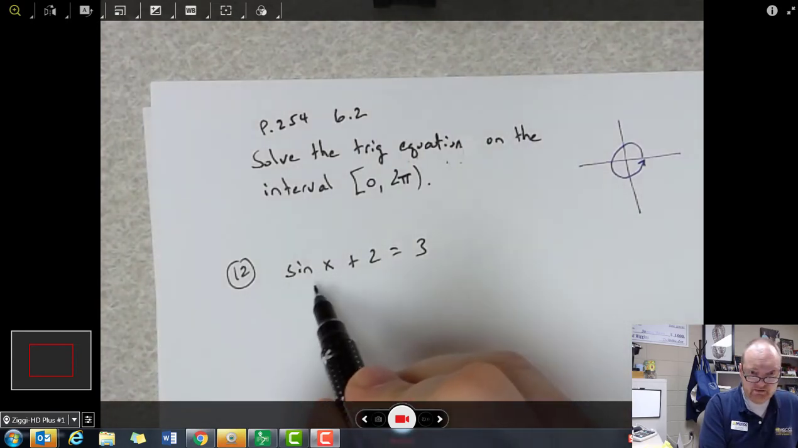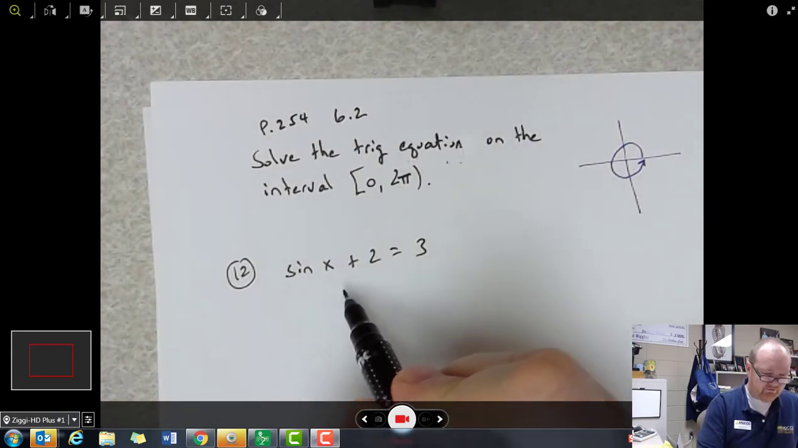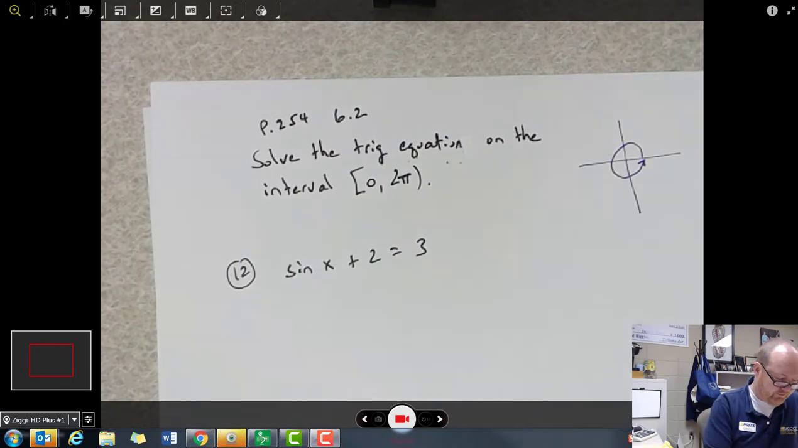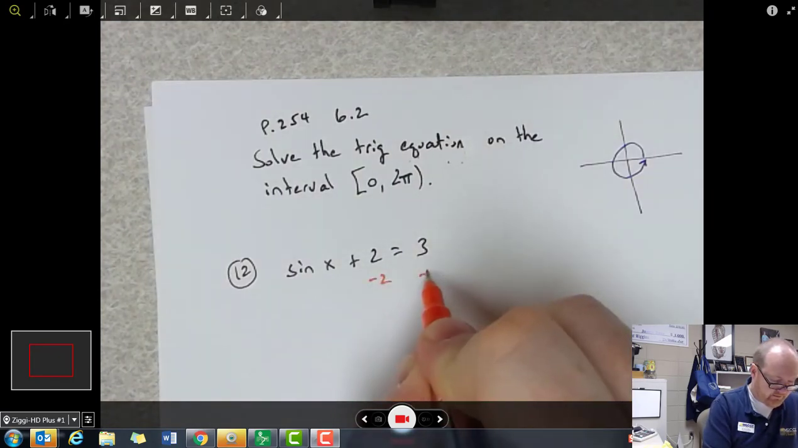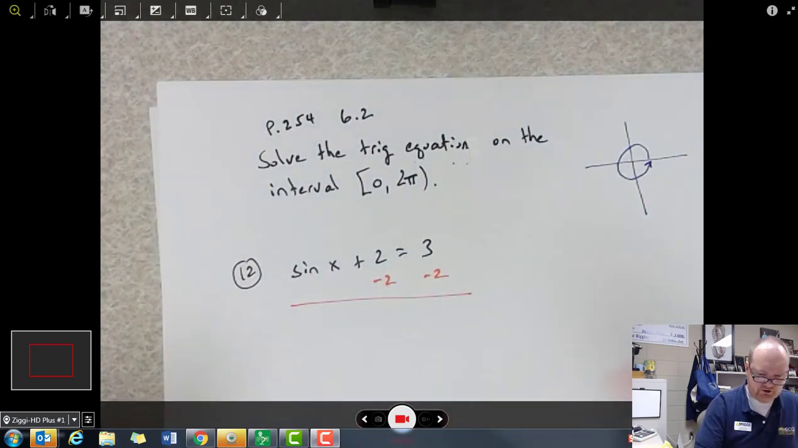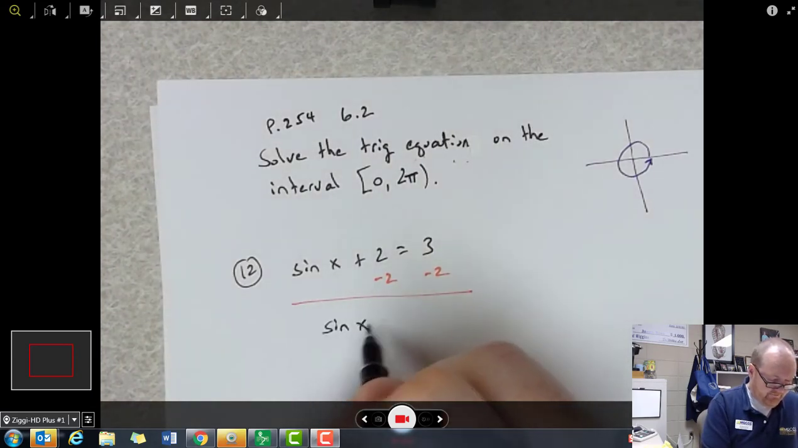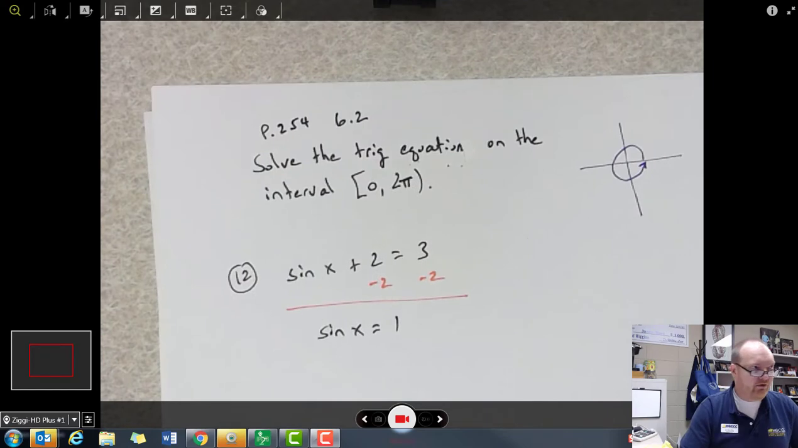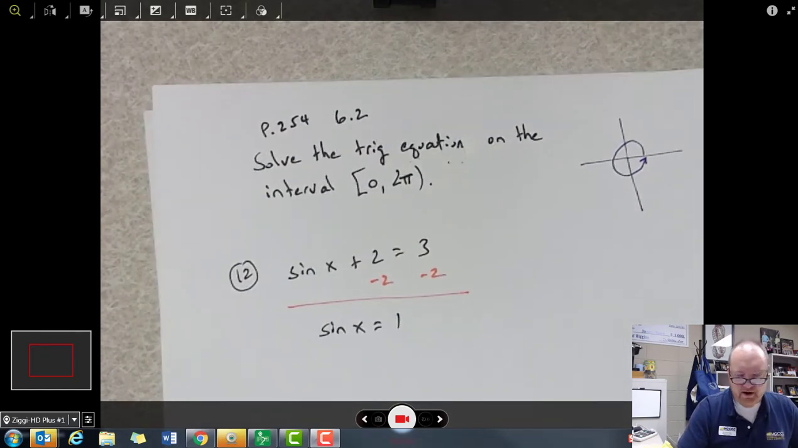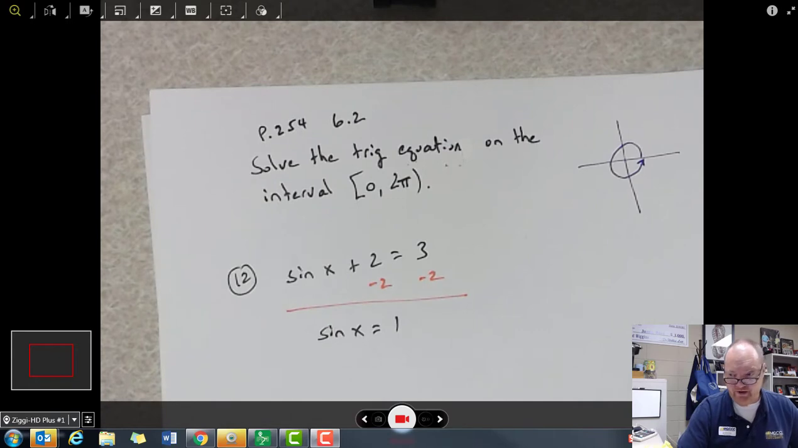I'm trying to isolate the sine of x, so I'm going to subtract 2 from both sides. That's easily done. We don't even have to show that, do we? And I'm left with the sine of x is equal to 1. So now the question is, what angle measures give me a sine value of 1?